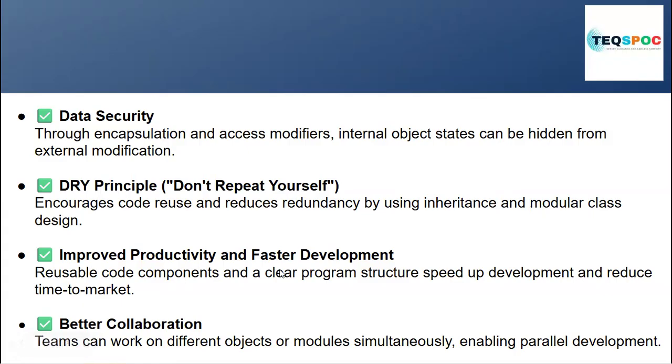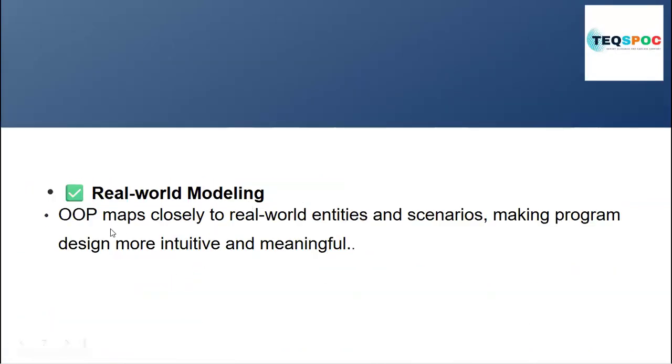Then it improves productivity and gives faster development. When we use one class in another with the help of inheritance, or import one class into another class, we do not have to write the class again. Code reusability improves productivity and speeds up development. Your time is saved, you do not waste your time. And better collaboration: the team can work on different object modules simultaneously, enabling parallel development. These are the basic advantages of OOPS. Real world modeling with the help of OOPS.